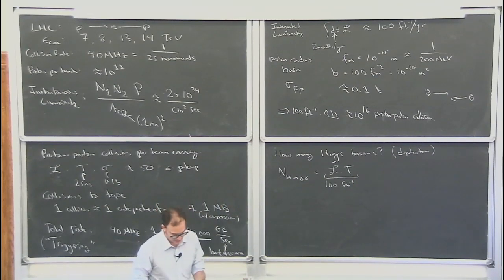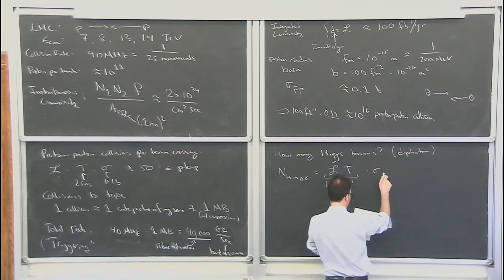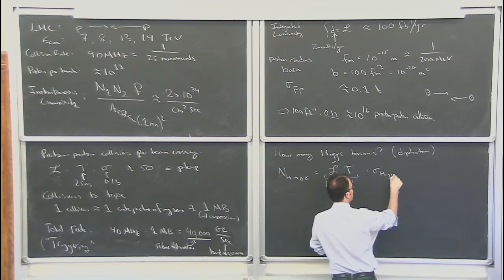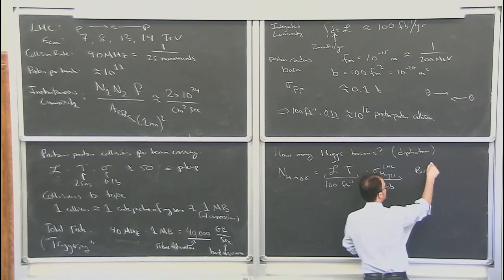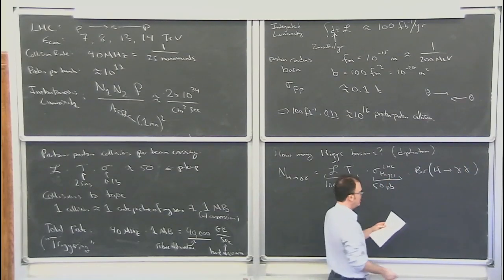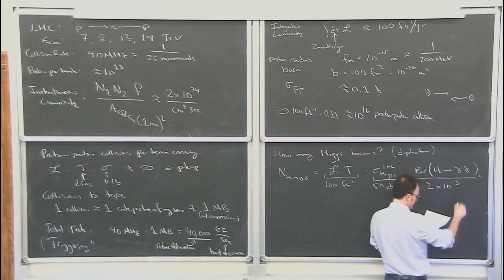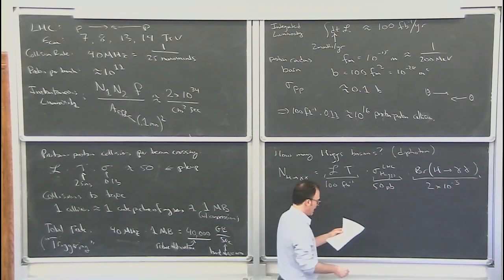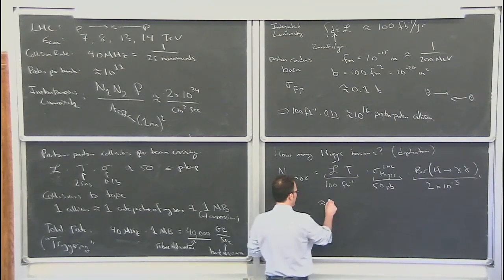100 inverse femtobarns, multiply it by the cross-section for Higgs production at the LHC, which is, again, roughly something like 50 picobarns. And then I have to multiply by the branching fraction. How often when I make a Higgs boson does it decay to gamma gamma? And this is 2 times 10 to the minus 3. And the number that you get is either big or small depending on your perspective. So this number is something like 10,000.